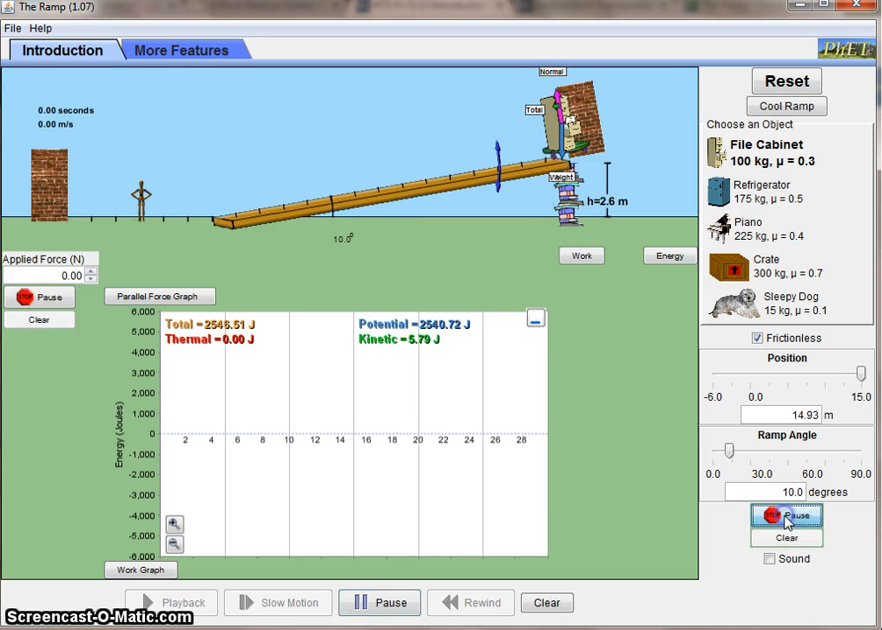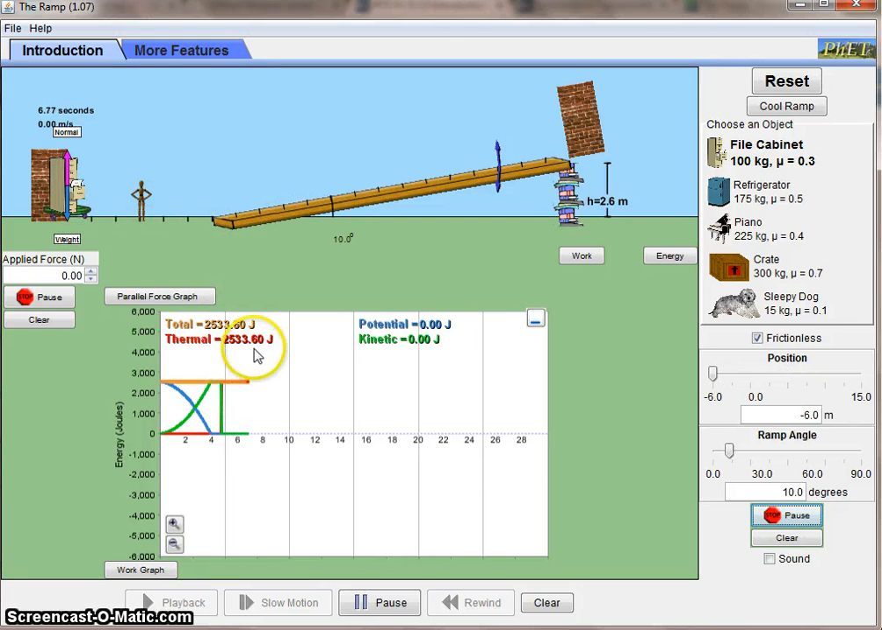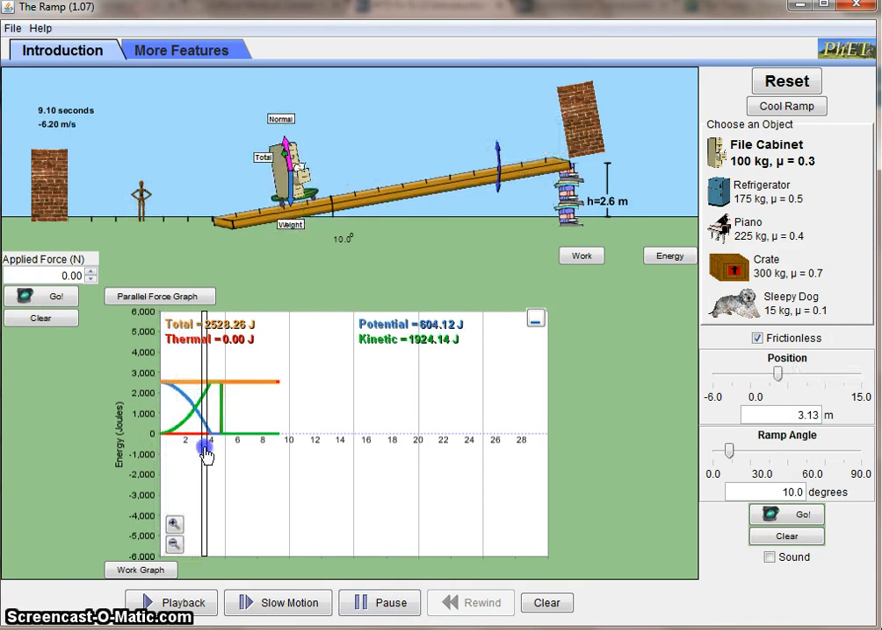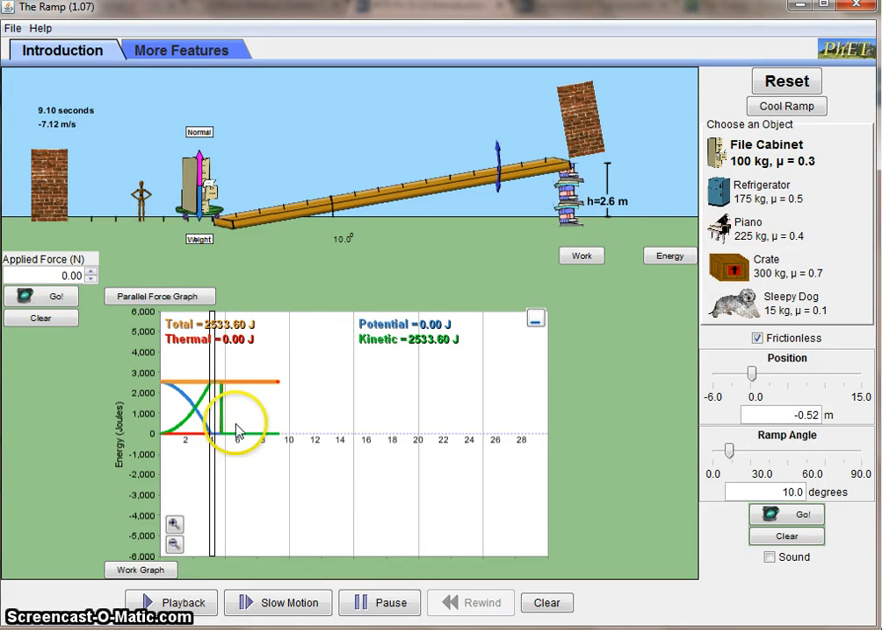We're going to hit go, and we'll see it slide down the ramp and eventually crash into the wall where all the energy turns into thermal energy. I'm going to pause it, and I'm going to bring this slider right back to this point here where I'm going to set the potential energy to 0 and see that all the total energy has become kinetic energy.